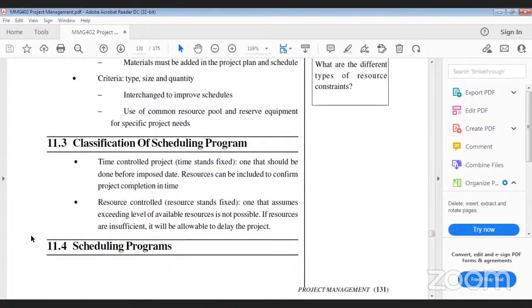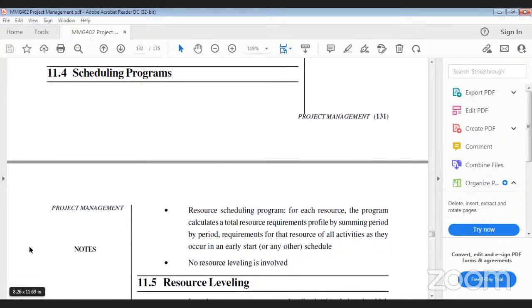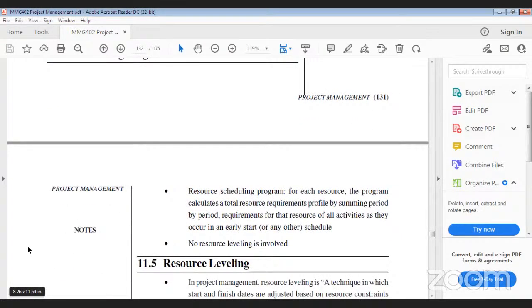Sometimes here is the scheduling programs and it must be taken into account, that is the resources scheduling program for each resource, a program for each resource. The program calculates the total resources requirements of the profile by assuming period, summing period by period, requirements for the resources of all activities as they occur in early start or any other schedule. There is no resource leveling involved also.